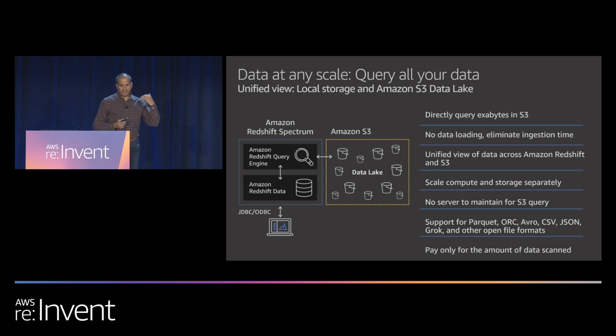So by directly querying data in S3, you can eliminate the data load time. Also, you can not just query the data in S3 with Redshift Spectrum. You can combine that data in S3 with the data you have in Redshift, so you can have a unified view of that data. You can join the data together. This is another way you can allow compute and storage to scale separately.